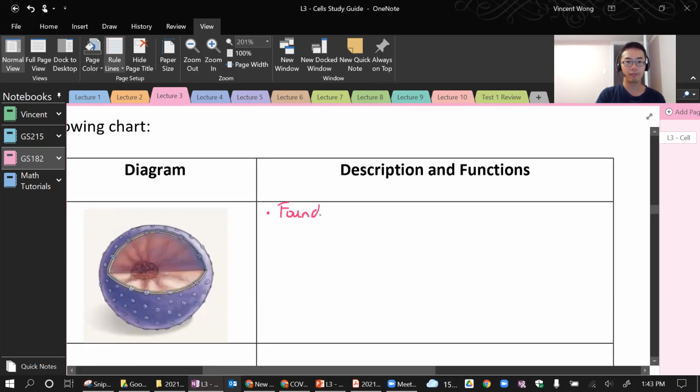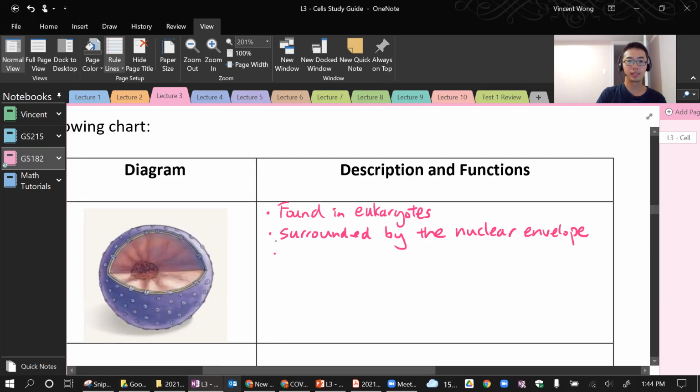As you know already, found in eukaryotic cells, or eukaryotes, that's another way to say it. Surrounded by the nuclear envelope.